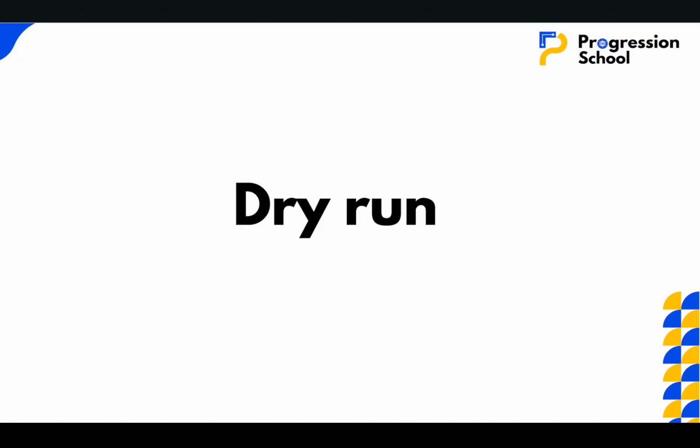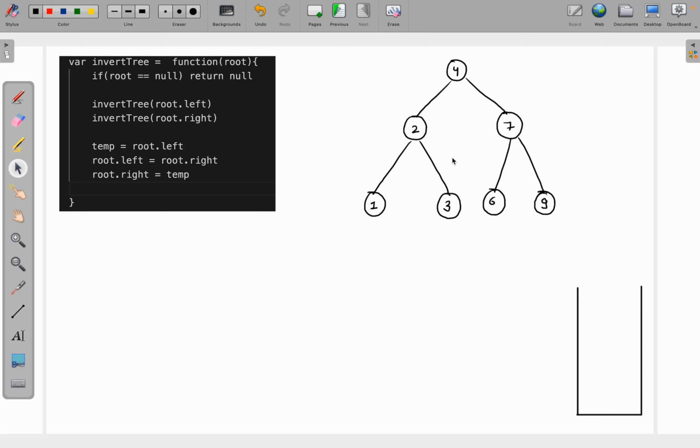In this video, we will see a dry run of the code. Now let's quickly check the dry run of this code. Okay, so we have the invert tree function, this node. What I will do is basically call this function. So this will be the calling here, invert tree. And I will call this function with the root node, that is this one.